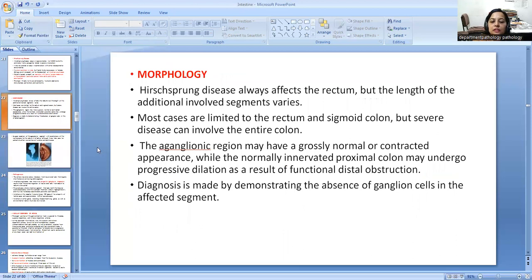Morphology. Hirschsprung disease always affects the rectum, with the length of the additional involved segments varying. Most cases are limited to the rectum and sigmoid colon, but severe cases can involve the entire colon. The aganglionic region may have a grossly normal or contracted appearance, while the normally innervated proximal colon may undergo progressive dilatation as a result of functional distal obstruction. Diagnosis is made by demonstrating the absence of ganglion cells in the affected segment.